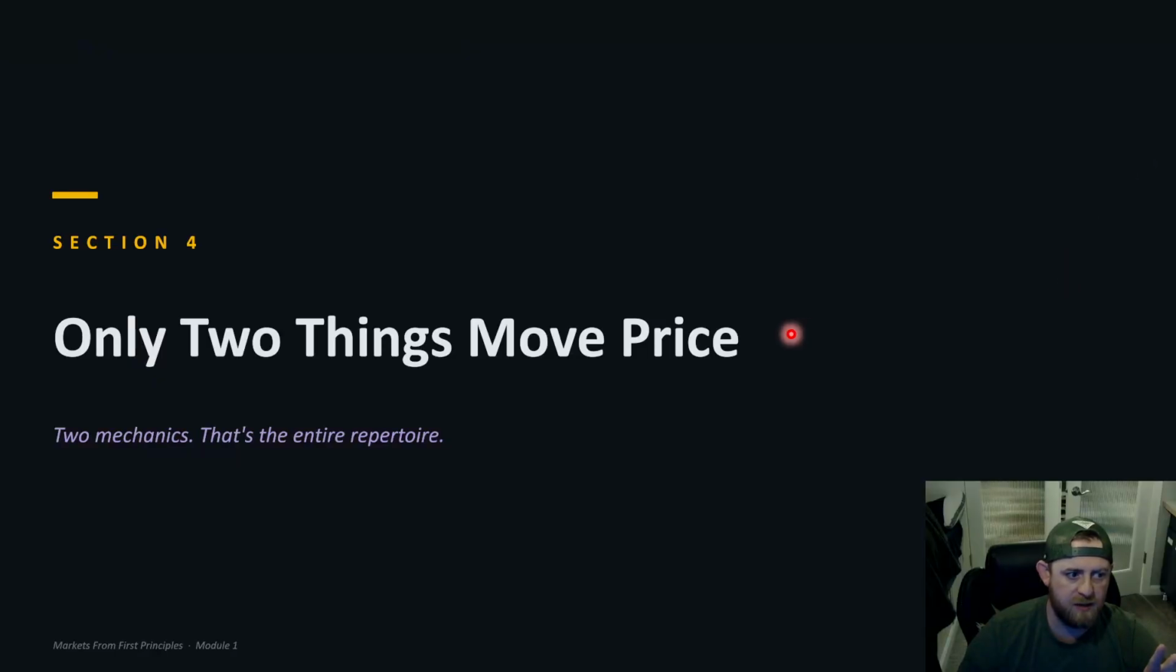Only two things move price. Only two mechanisms do it. We've already talked about it a lot. The entire repertoire is two things, not six, not twelve, not ten, two. Sometimes milliseconds, sometimes months. You can already name that mechanic. I know you can, just from paying attention to what we've covered.